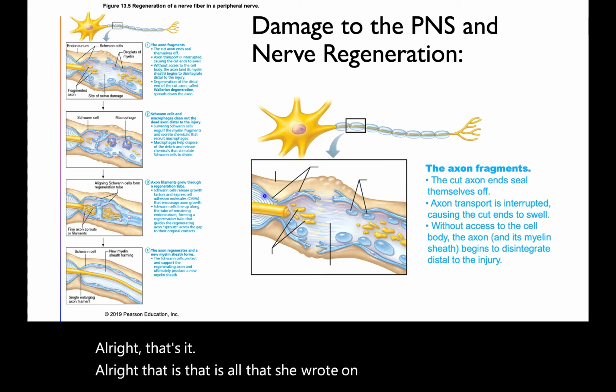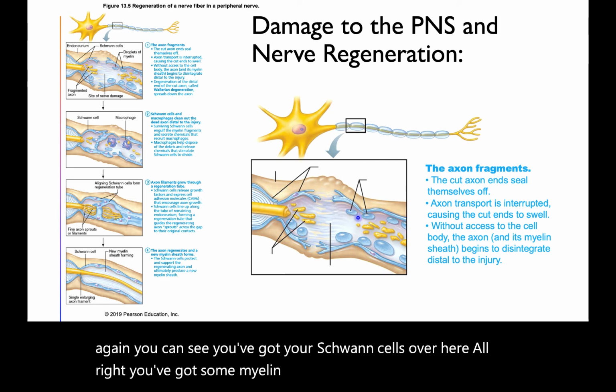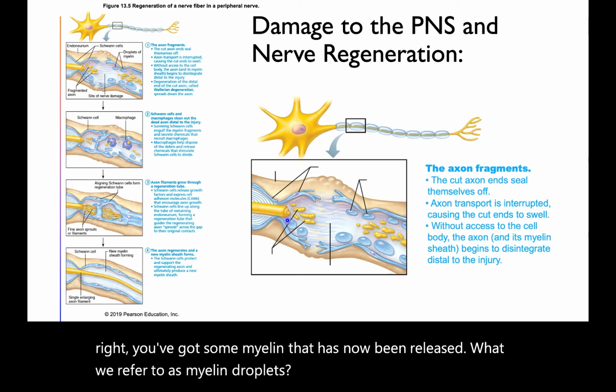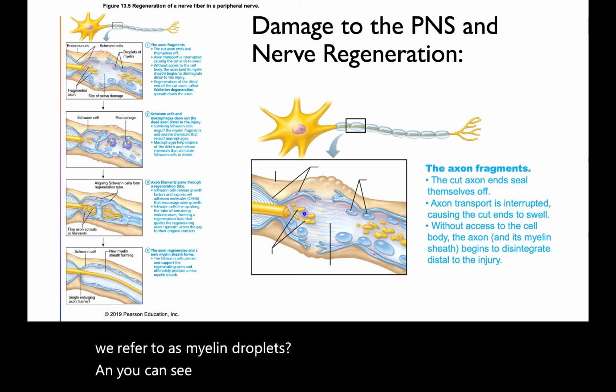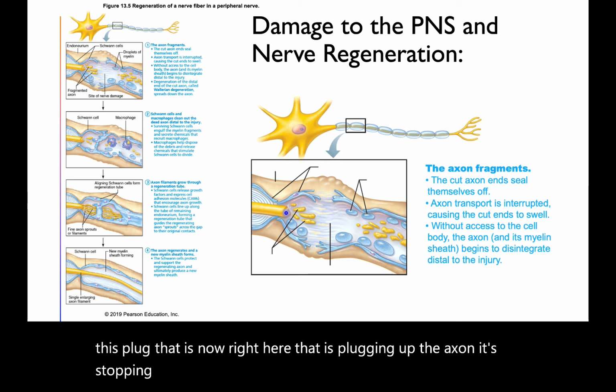All right, so here again you can see you've got your Schwann cells over here. All right, you've got some myelin that has now been released, what we refer to as myelin droplets. All right, and you can see here we've got some axon debris, and we've got this plug that is now right here that is plugging up the axon. It's stopping anything else from moving forward.